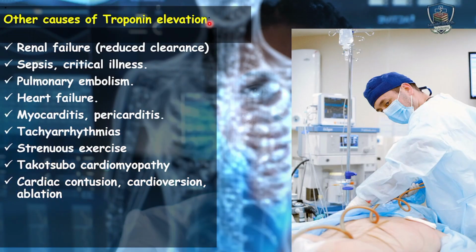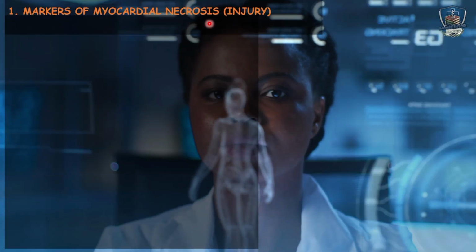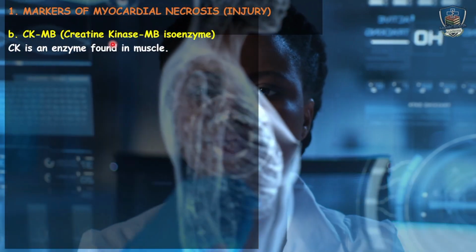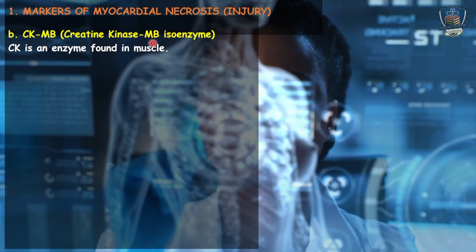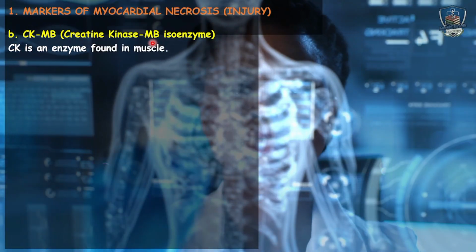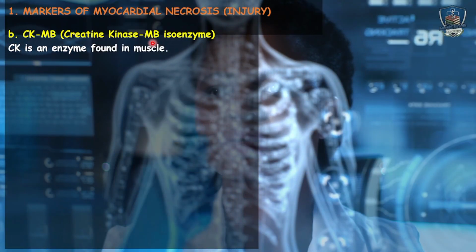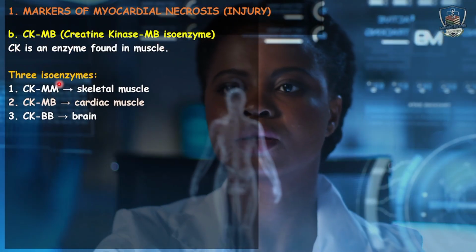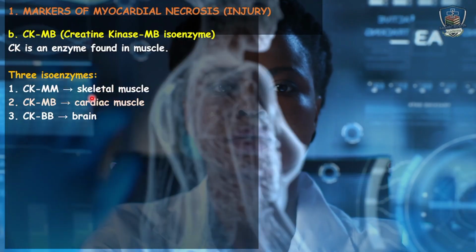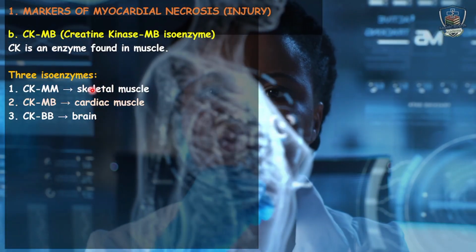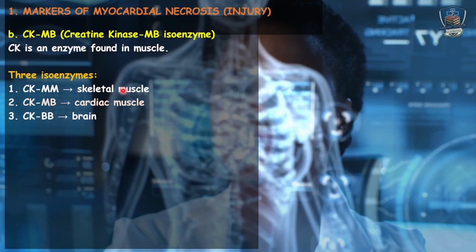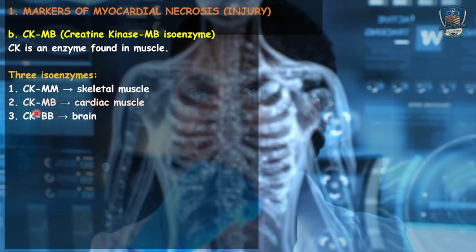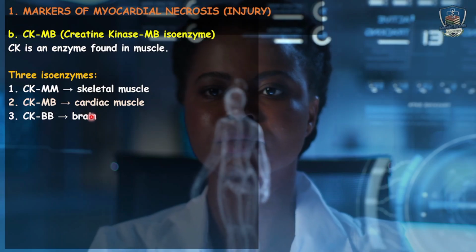Now, that being said, I want us to go to the next commonly used cardiac biomarker, and that is the creatine kinase-MB, or the creatine kinase myocardial band. So that's another biomarker that is very popular and commonly used. So what is CK? CK is an enzyme that is found in muscle. There are three isoenzymes. The CKMM, this one is always elevated when there's skeletal muscle damage. We've got the CKMB, which relates to the cardiac muscle. We've got the CKBB, which tends to be related to the brain.